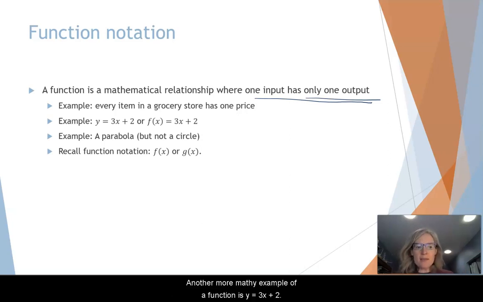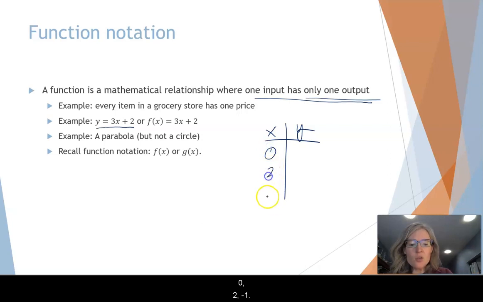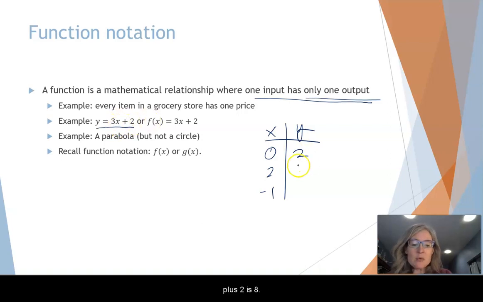Another more mathy example of a function is y equals 3x plus 2. So if we make a table here with x and y, and I just pick some numbers for x, 0, 2, -1, each one of those inputs only has one output. So if I plug in 0 for x, this is 3 times 0, which is 0, plus 2. If I plug in 2 for x, 3 times 2 is 6, plus 2 is 8. And -1, the output would be -1. No, it wouldn't. I could do math. Yes, it would.